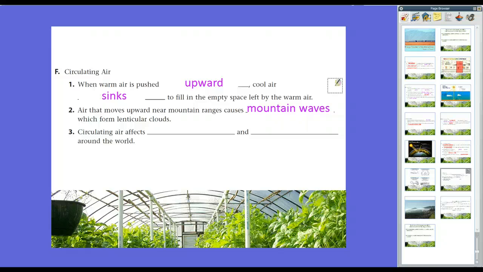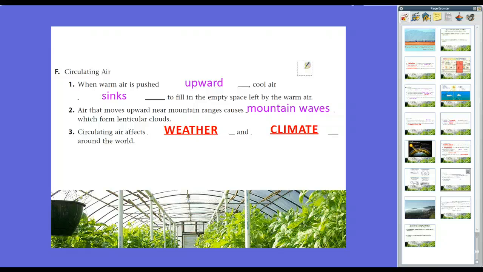Now, circulating air will affect weather and climate around the world. We will also talk later on about the difference between weather and climate. But just remember that weather is the local conditions where we're at right now. Where I'm sitting as I'm recording this, it is in the mid 60s because it's evening and we have rain. This is the beginning of December, when I created this.